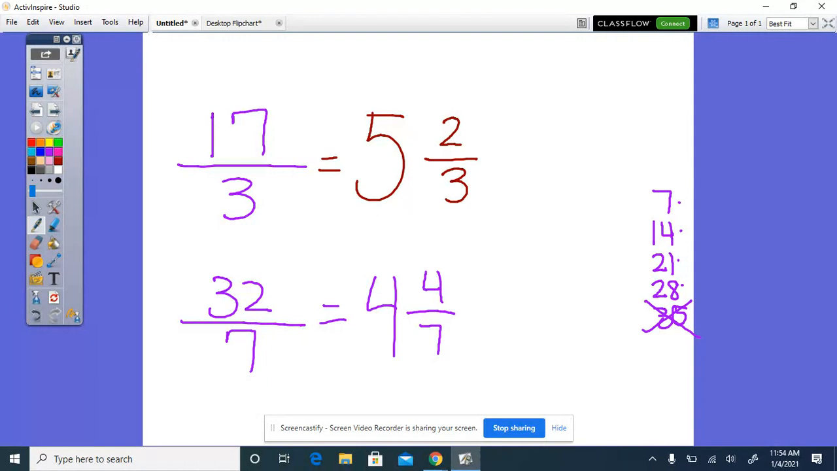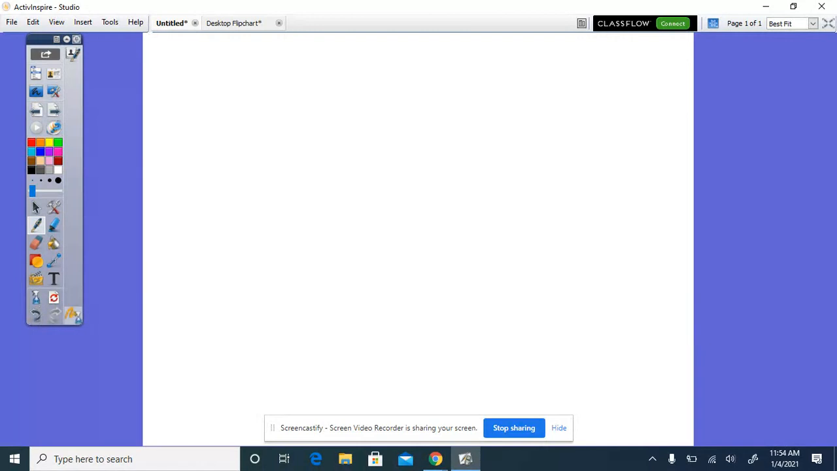All right? So I'm going to erase my board, and we're going to look at the total opposite, changing mixed numbers to improper fractions. So let's pretend that I have this fraction. Okay? And I want to change this into an improper fraction, because sometimes we will have to do that.